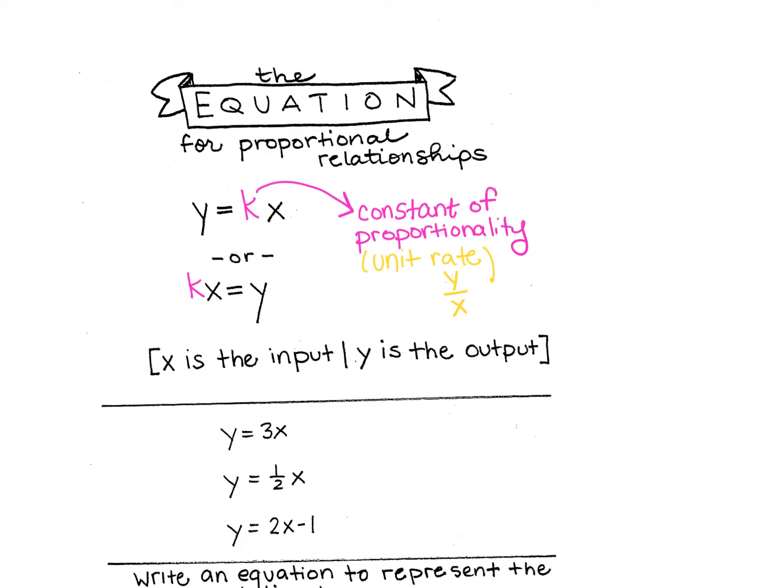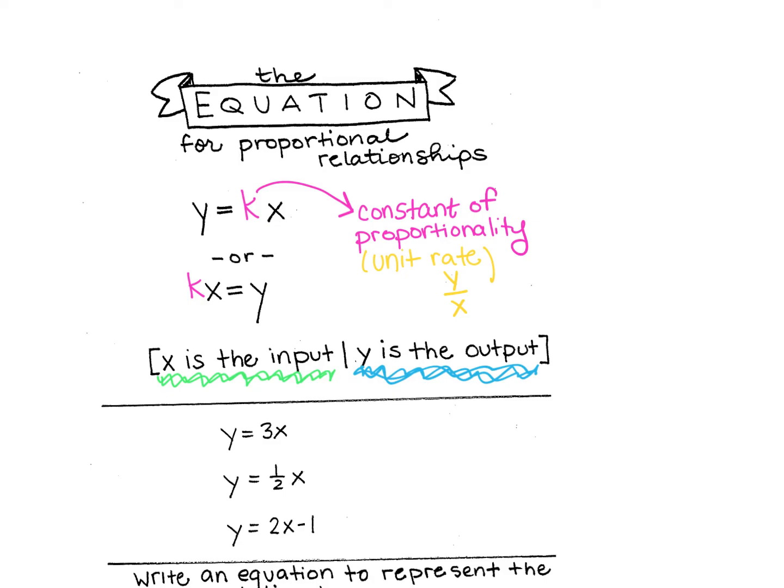Just remember that x is going to be the input. So if I put in 4 hours, time would be the input there. The output might be money. I get paid $40 or something like that. You'll see different relationships, but that's what we're talking about. The equation will always look like y equals a number or a constant times x.